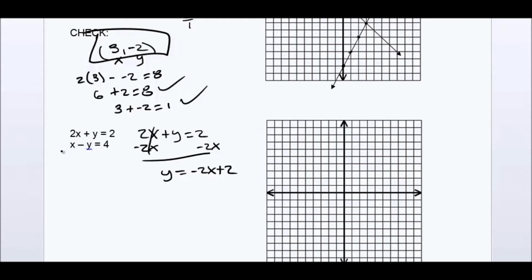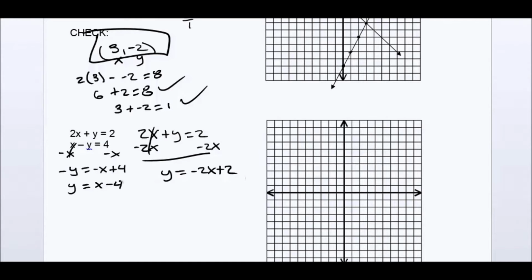Now the second equation, I subtract x from both sides. So I have negative y is equal to negative x plus 4. I could divide everything by negative 1, or I could just change the signs because that'll give me the same result. So y is equal to x minus 4. Now I have both equations solved for y in slope-intercept form.